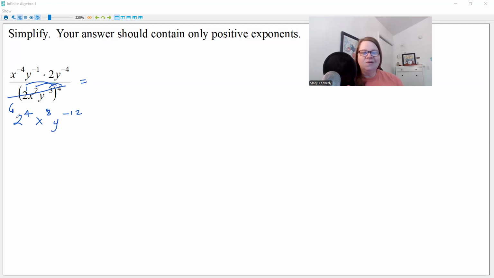Okay, 2 to the fourth is 2 times 2 times 2 times 2. That's 4 times 4, which is 16. So I can go ahead and clean that up as well. Might as well make that 16.